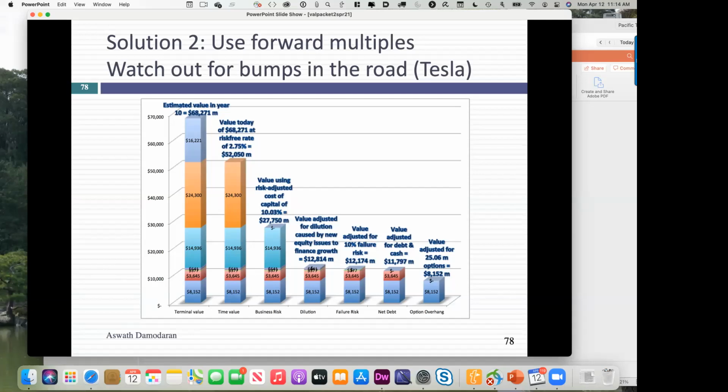You can do it completely, or you can at least do the first 3 steps, right? Discount it back at the cost of capital today, because that's the number you're comparing to the value of the equity today. Any questions?